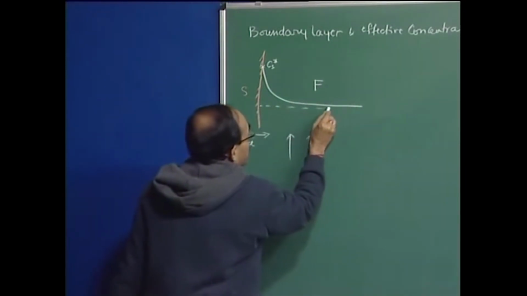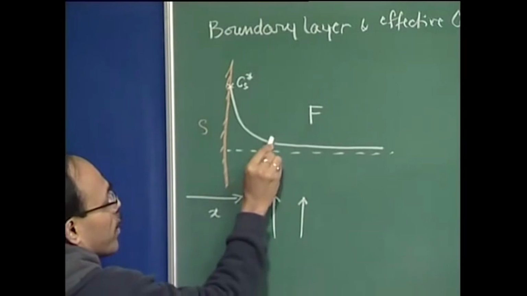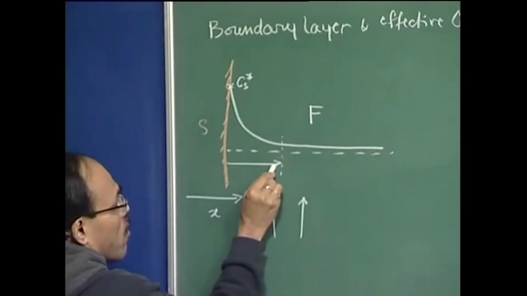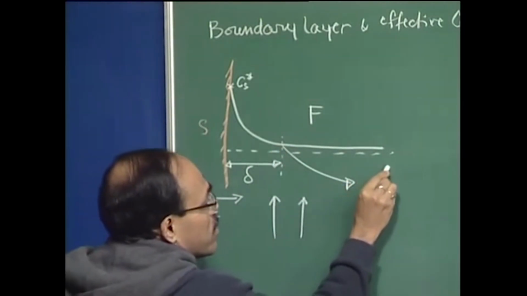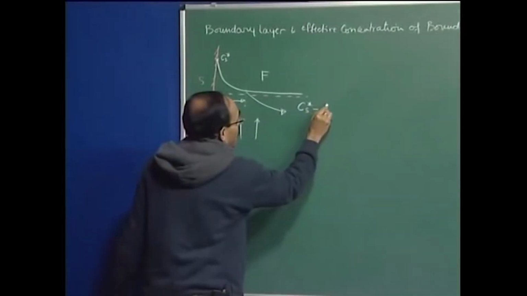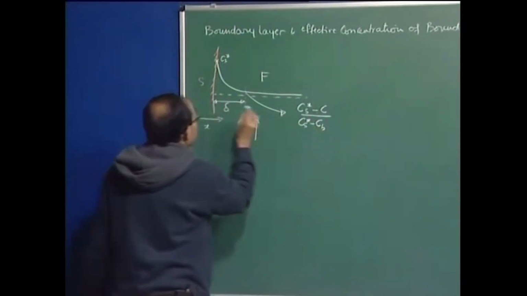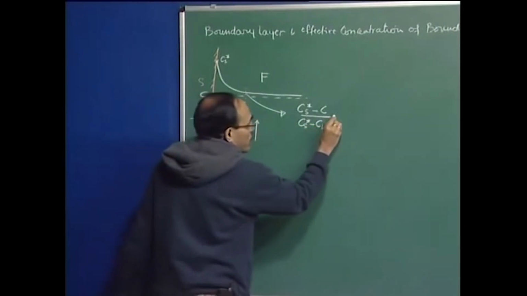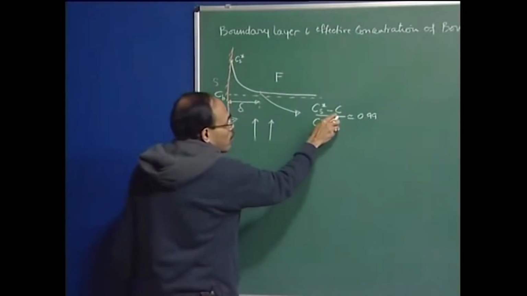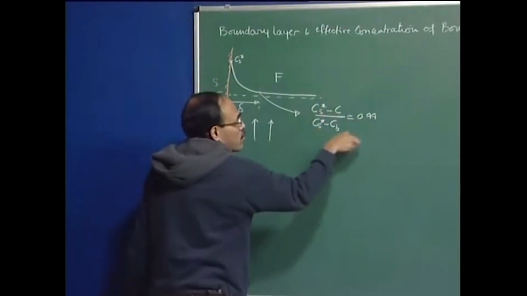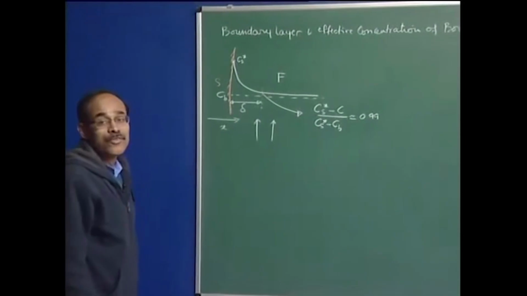And as I have indicated to you earlier, at this distance, if we say (C S star minus C) divided by (C S star minus C B), what is C B? C B is this bulk concentration. If it is approximately equal to 0.99, so the location at which the concentration is such that this definition or this criteria is fulfilled, that particular location, the distance from the interface, is the concentration boundary layer.